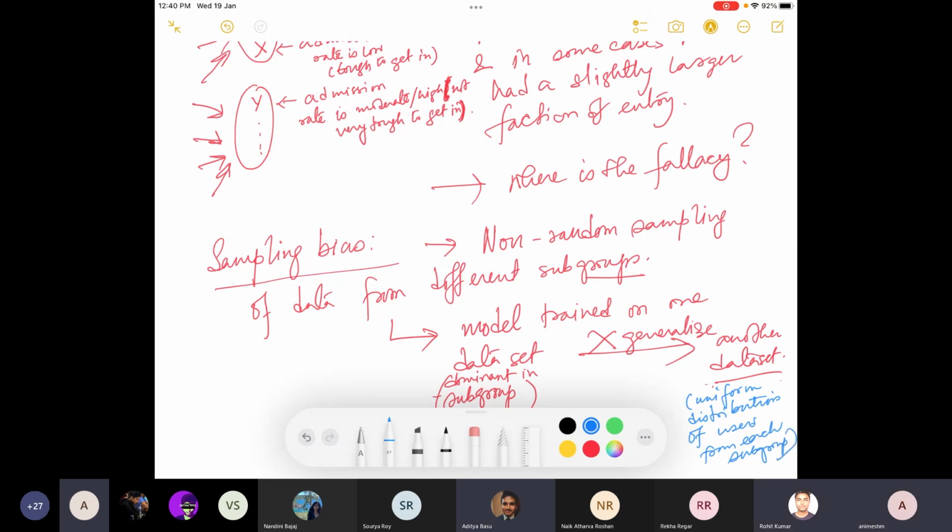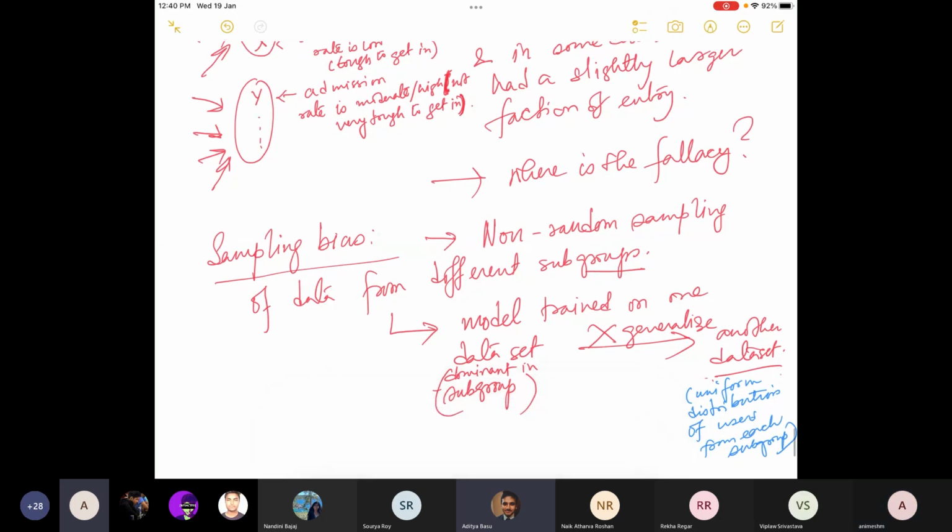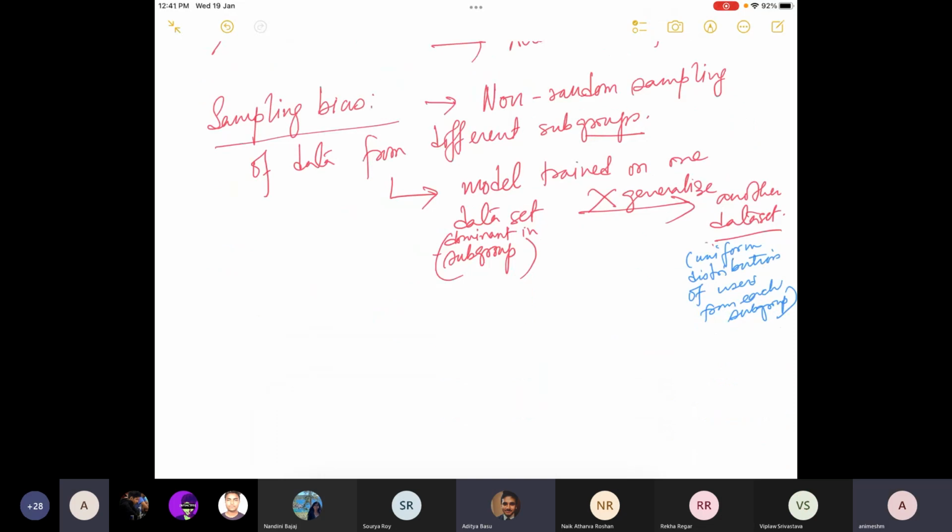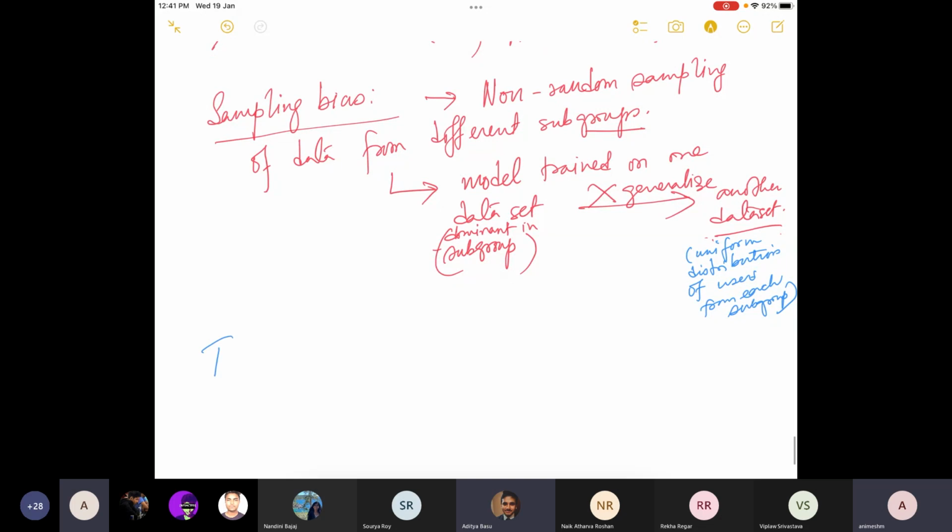So if such test data comes in, then your model that is trained on a data set which is dominant in one subgroup will utterly fail. Okay. So the next form of bias is called interaction bias.